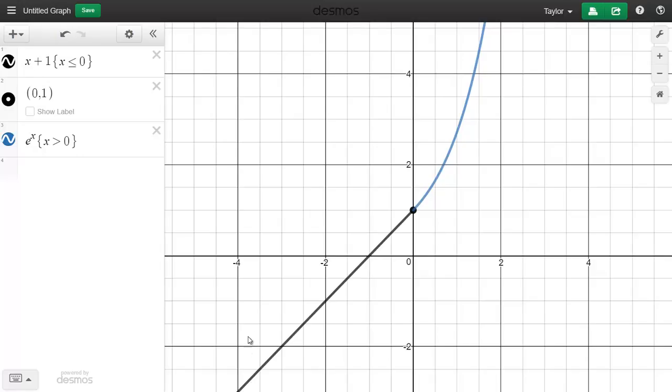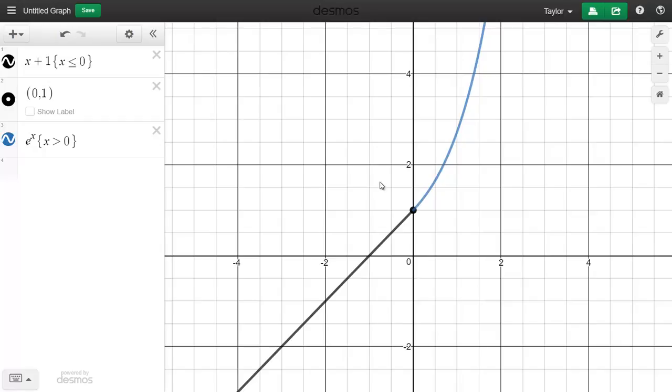So we know the black line is completely continuous over the domain x less than 0, and we know that the blue curve is continuous over its domain. The only thing we're concerned about is what happens at x equals 0. That's the funny point, that transition. Is f of c defined, and is the limit equal to f of c? So let's think about that.